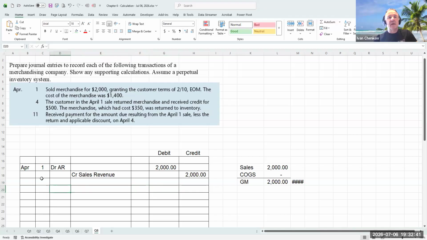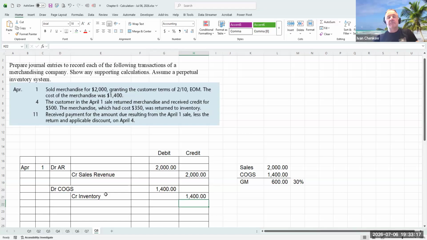Next thing what I need to find out and record is the cost of goods sold. On April 1st, actually I don't have to because continuation: debit cost of goods sold is $1,400. As you can see now, your calculation for the cost of goods sold and the gross margin is 600, so we have markup of 30%. And credit inventory with $1,400. Okay, this one's done.